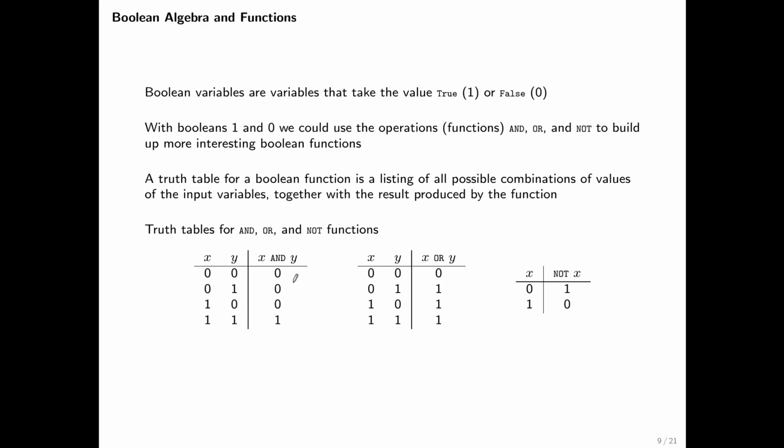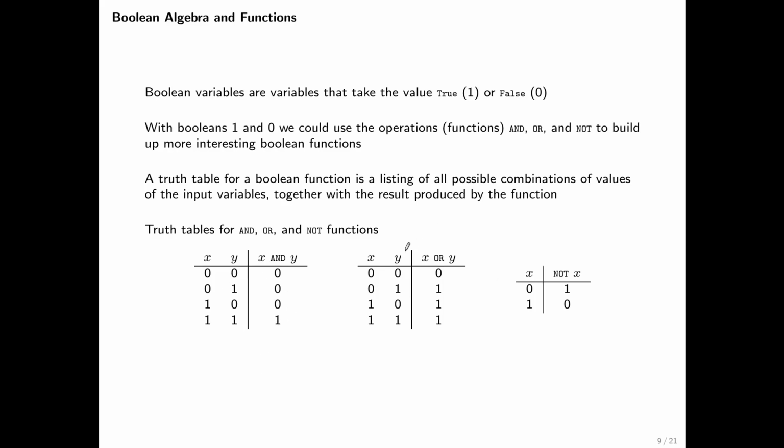Okay, and what about the output? Well, the way the AND function works is that the output is a 1 precisely when both inputs are 1, and it is 0 otherwise. All right, so both inputs have to be 1 for the output to be 1, otherwise the output is simply 0. So that's the truth table for the AND function.